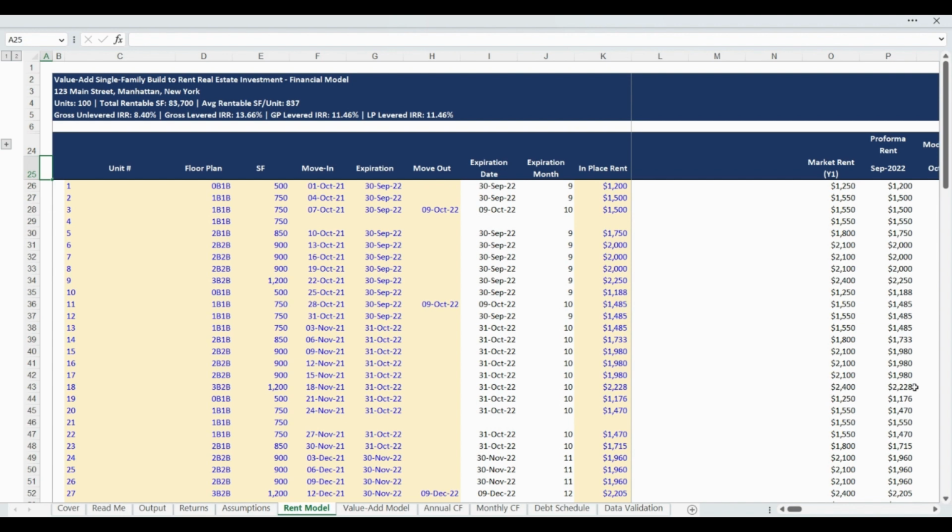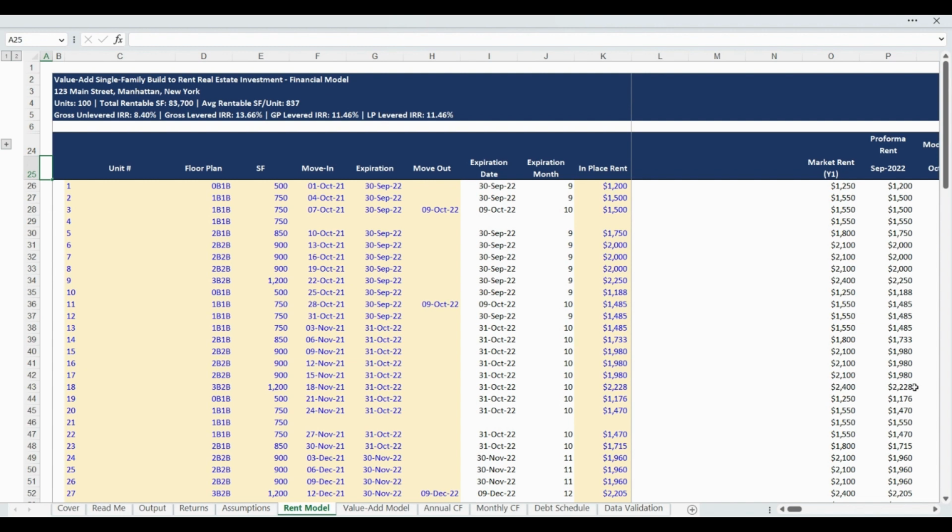The move-in, expiration, and move-out dates by unit are input, which drives the calculation of the expiration date and expiration month. The dates drive the turnover calculations as the rents will change the month following the expiration of the in-place lease. The final input into the rental revenue forecast module is the current in-place rent for the unit, which will serve as the starting point for the rental revenue forecast.